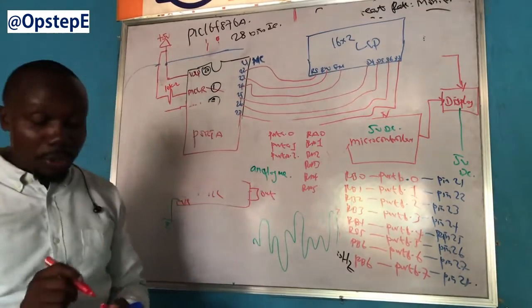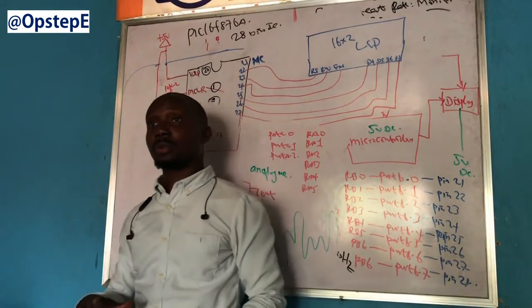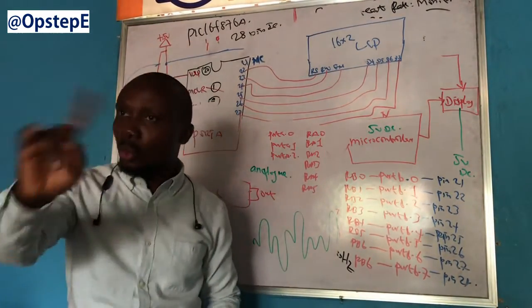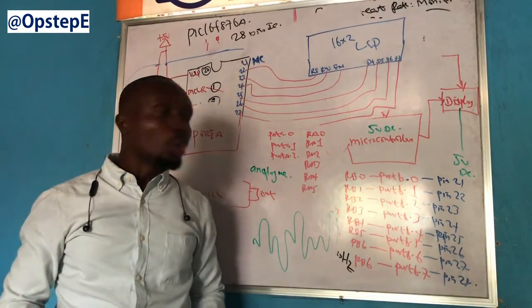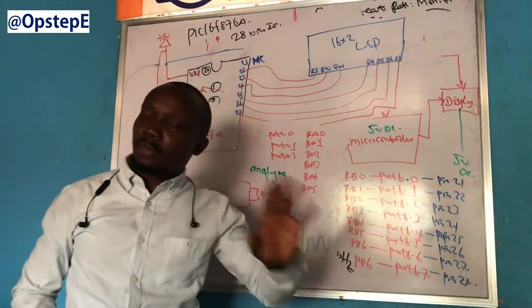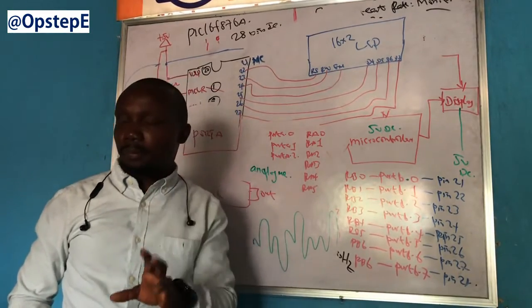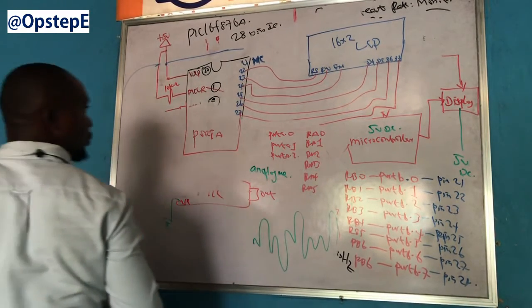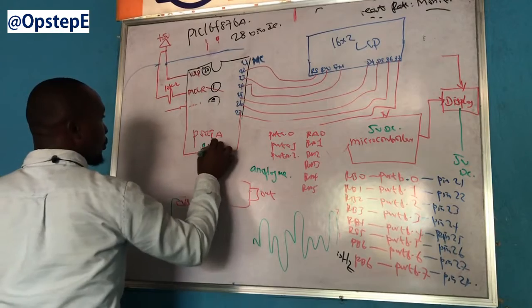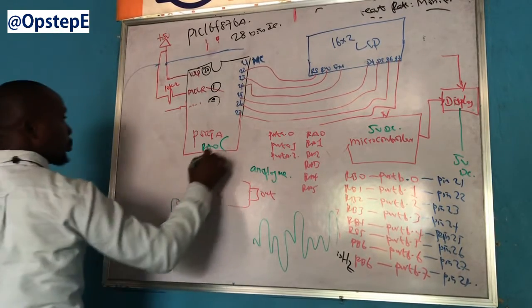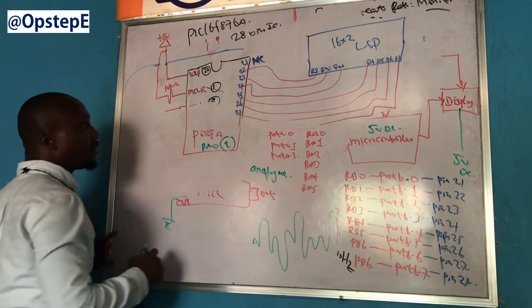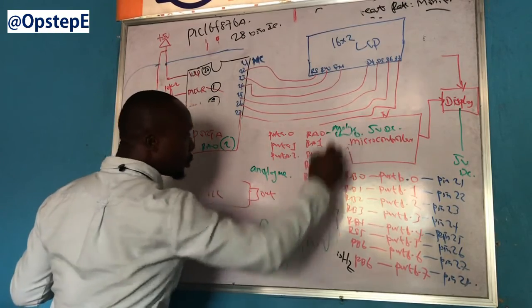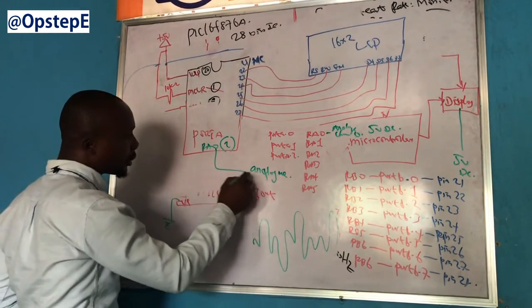Now, all the pins of the microcontroller can be used for digital input and output. But the pins on port A can also be used for analog input. You can't use port B for analog input. You can't use port C for analog input. You can only use port A. For your project, we have used RA0, which is pin 2. That RA0 is also your analog channel 0. So that is what is connected to the Vout.